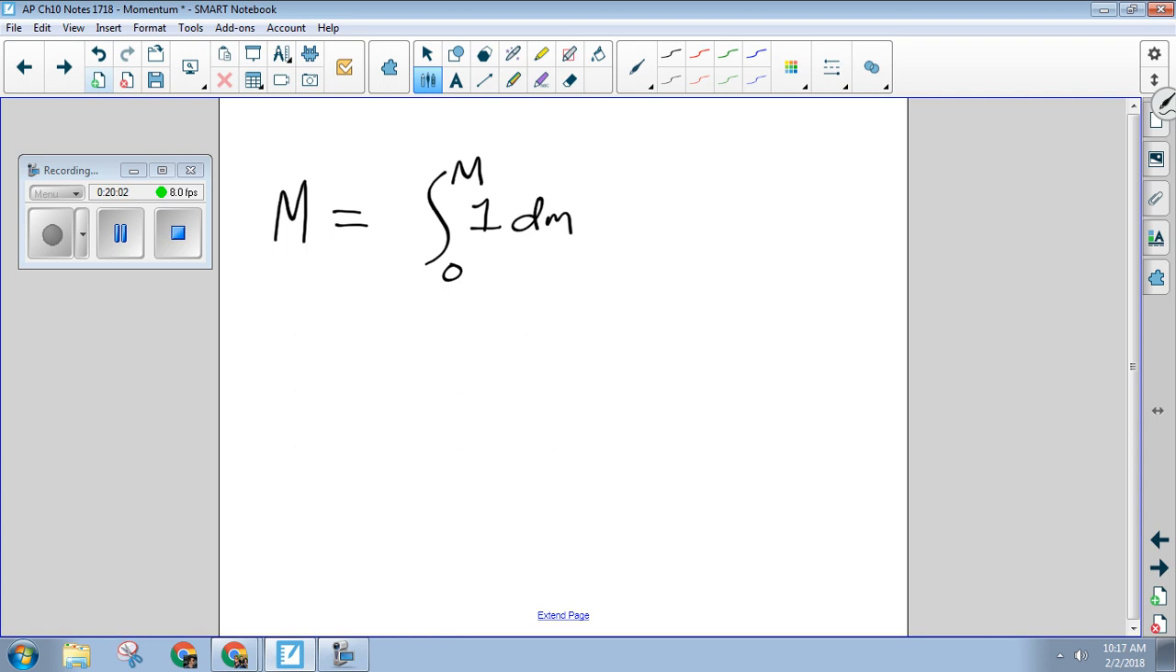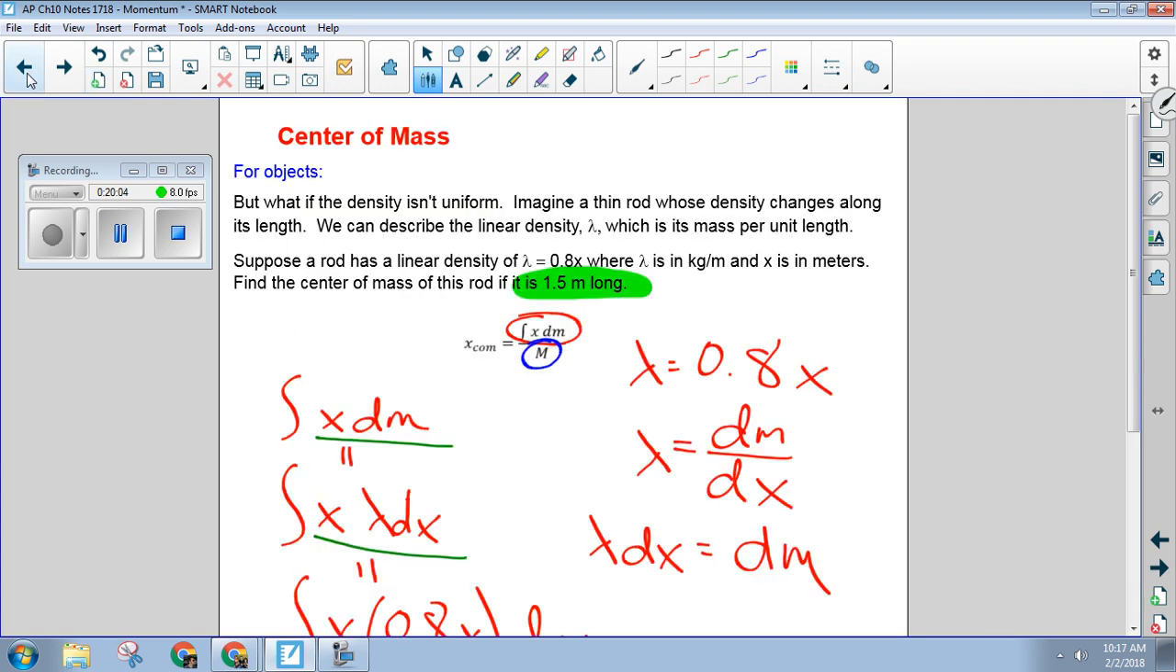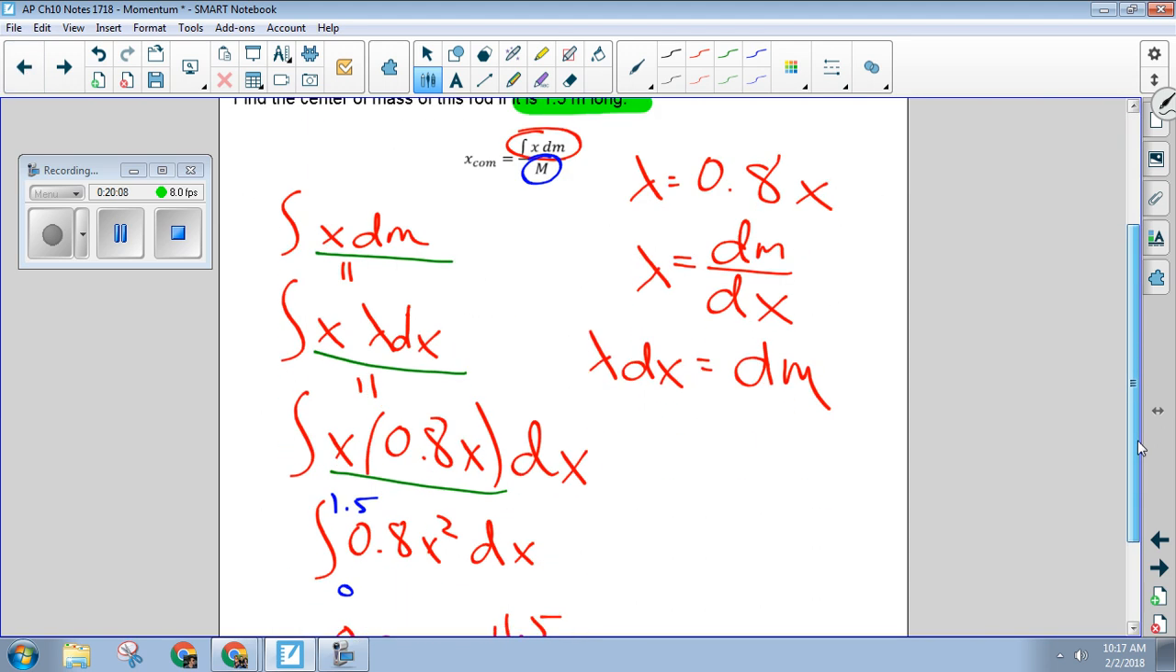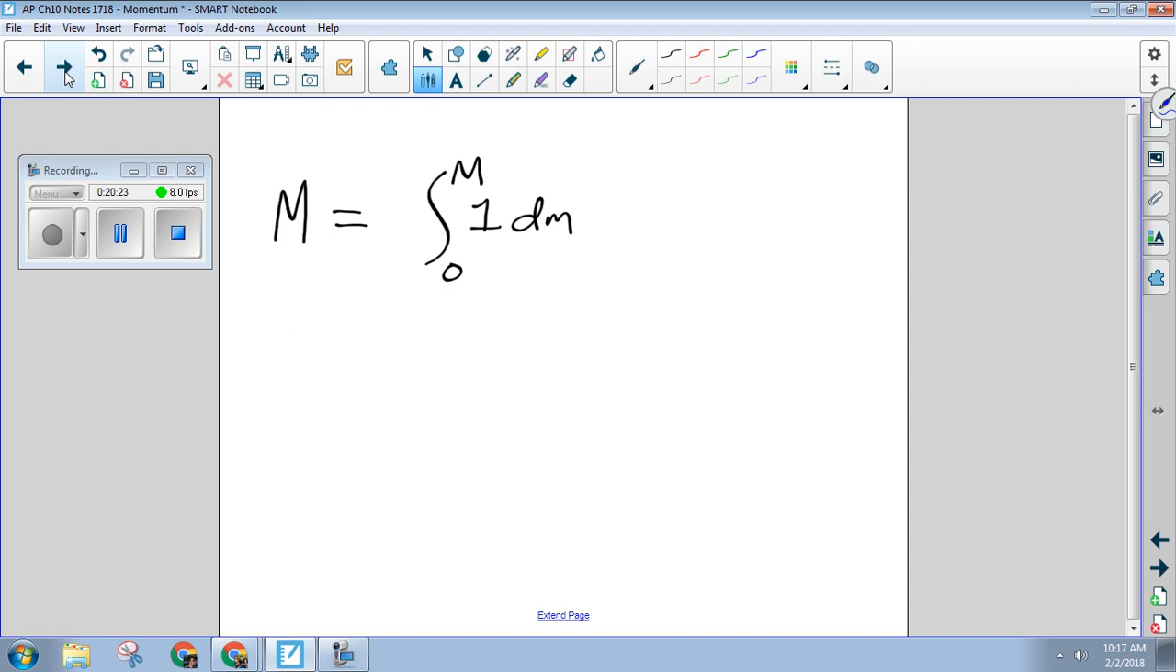So we're going to do the same trick we used over here. This process, where I changed my dm to dx, is called a change of variables in calculus. I'm going to replace my dm with lambda dx. It's literally the exact same trick. So dm becomes lambda dx, and this is now the integral of lambda dx.